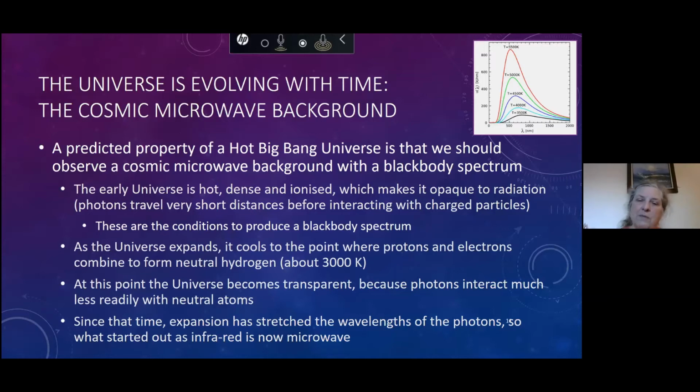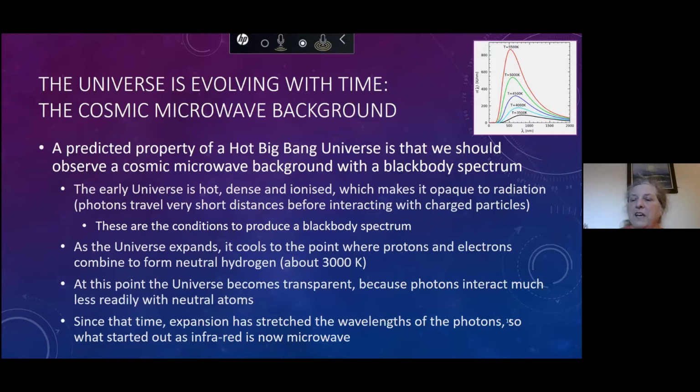So what is the cosmic microwave background, and why is it important to cosmology? Well, this is a property of a hot Big Bang universe that was actually predicted way back around 1950 by Ralph Alpher and Robert Herman. And the idea is that the very early universe is hot, it is dense, and because it is so hot, it is ionized. It consists of free protons, a few free helium nuclei, and free electrons.